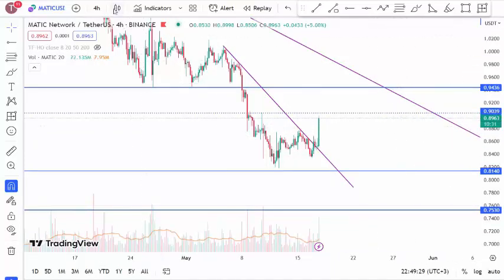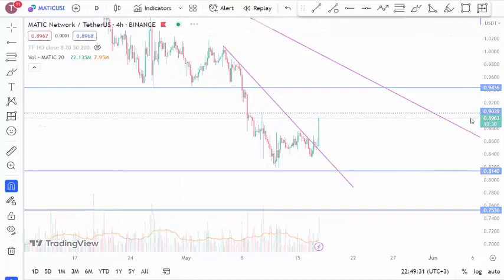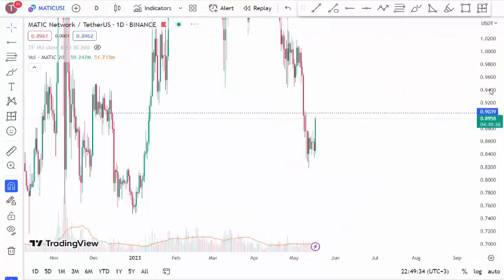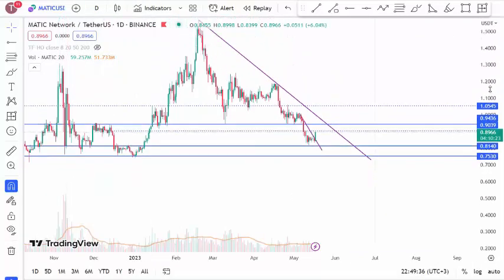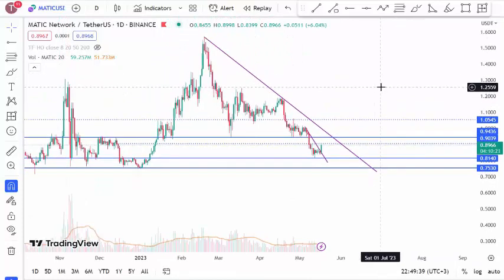According to the 4-hour analysis, there is some relief in the price movements. With the daily time frame breaking the downtrend, we can also say that the upward movements in the price might gradually begin. In this video, we shared the technical analysis of Matic coin with you.